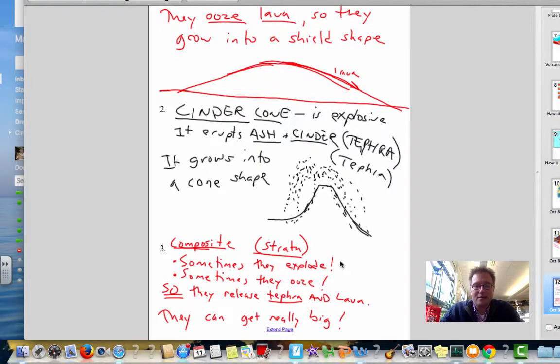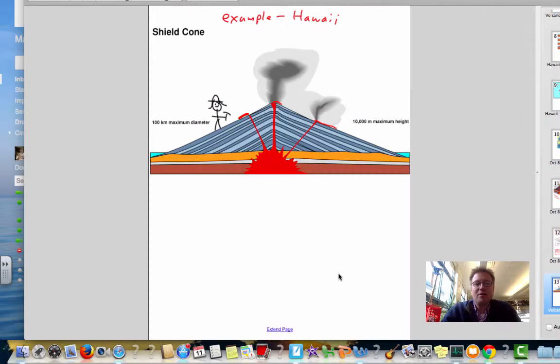And the last kind, the biggest kind, the composite, or sometimes known as the strata volcano. Sometimes they explode, sometimes they ooze. So they create this sort of mixture of tephra and lava. That's sort of the different layers, call it the strata, or a composite of kind of cinder and shield together. And these are the big ones.